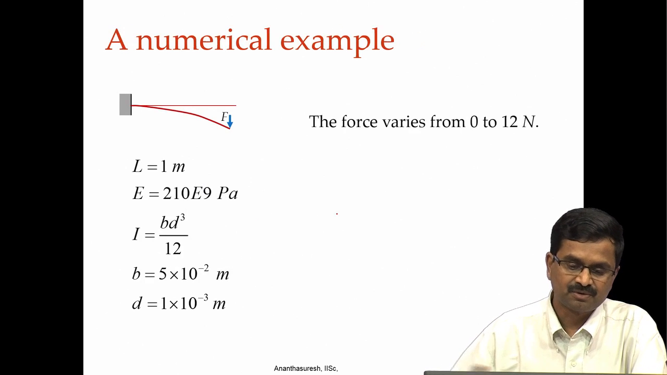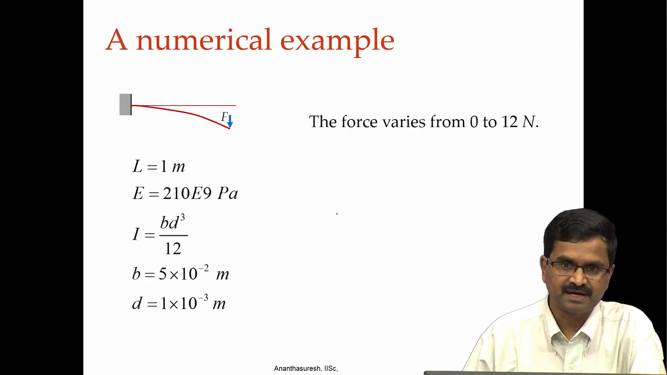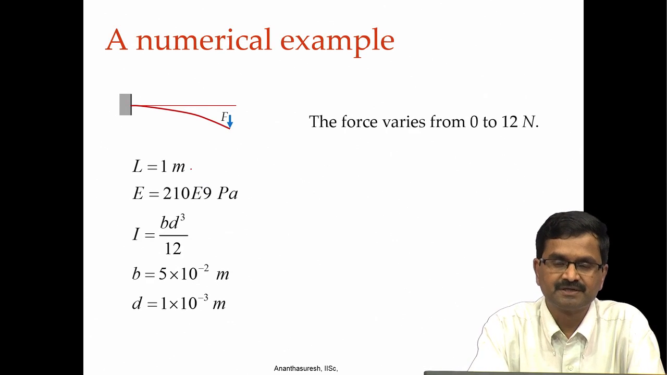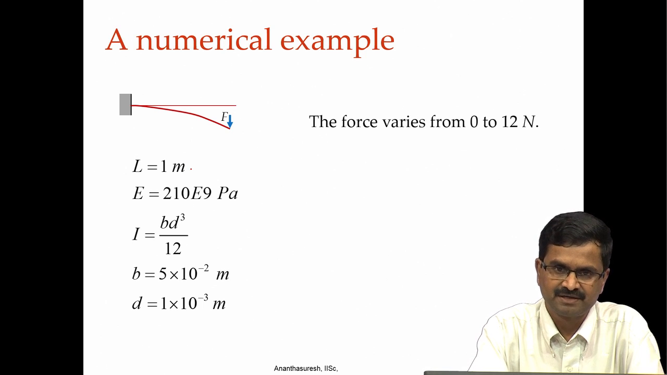So, now let us look at a numerical example to understand how to implement these. So, we have taken a beam of length 1 meter, and Young's modulus, that of steel, 210 gigapascals, 10 power minus 9 pascals, and we are taking rectangular cross section. That is why second moment of area is given as BD cubed by 12, where B is the width of the beam cross section, which is 5 centimeters here, that is 5 in 10 power minus 2 meters, and D, depth of the beam, is 1 millimeter or 1 in 10 power minus 3 meters.